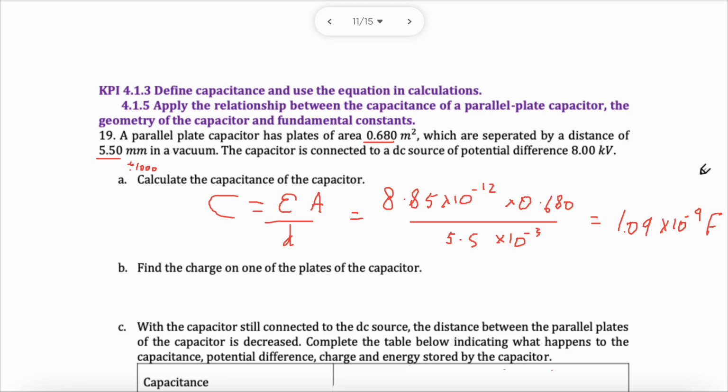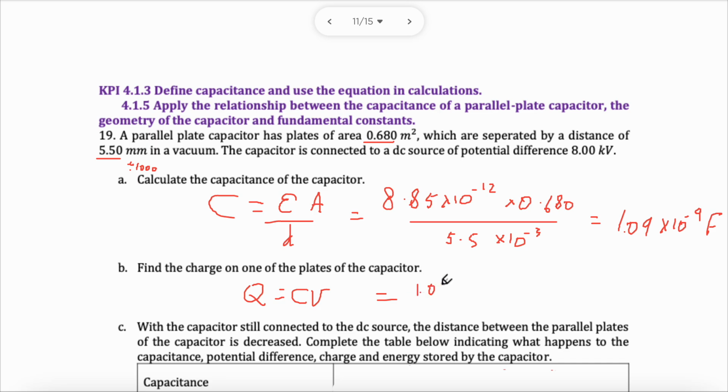But there we go. Next, find the charge on one of the plates. Q equals CV. One plate's positive, one plate's negative. That's why they specified one of the plates. It doesn't matter. You'll get the same value of charge. One will be negative, one will be positive. What's important is finding it.